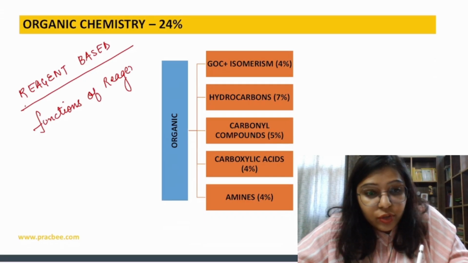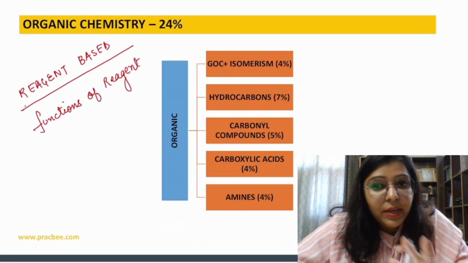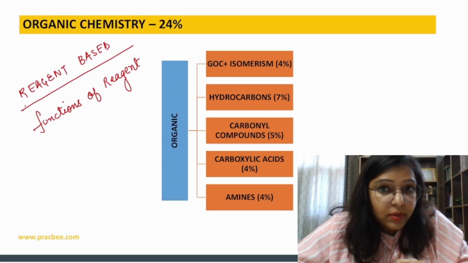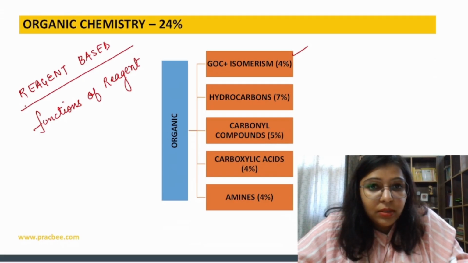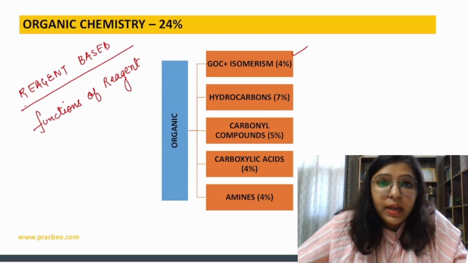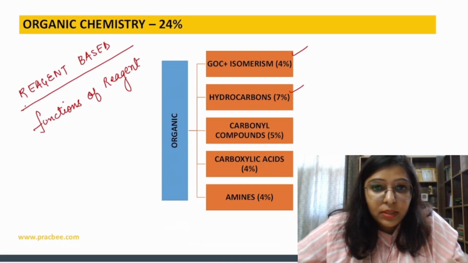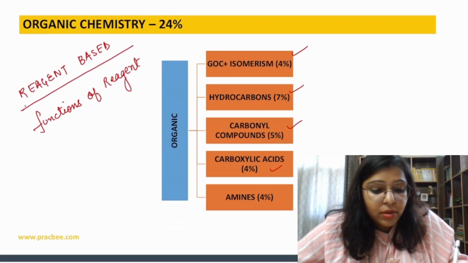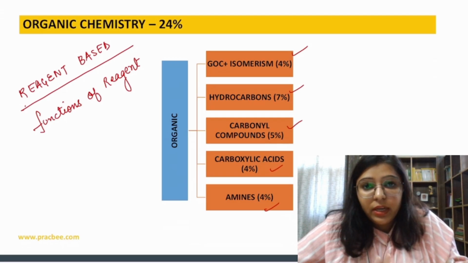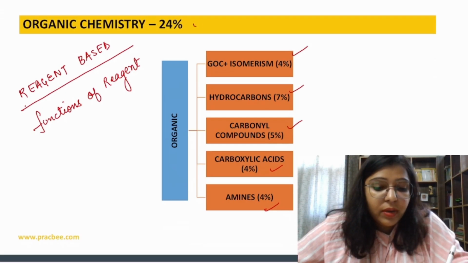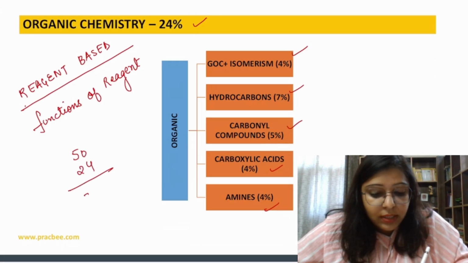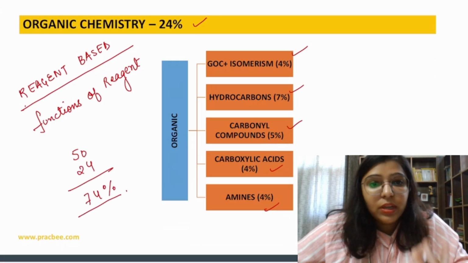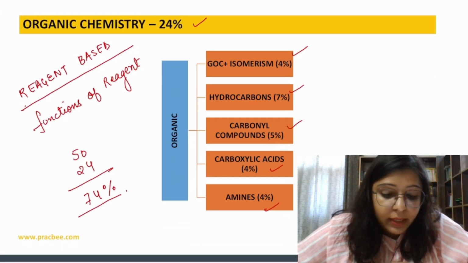Because there are so many reaction type questions in Advanced level. So what you can do, you can cover GOC and isomerism, that is the basics. By this you can cover 4% of the syllabus. Then you can cover hydrocarbons, you can have 7%. Then carbonyl compounds 5%, carboxylic acids 4%, and amines 4%, right? So in that way you can cover 25% of the syllabus, right? So now 50 plus 24, you get 74% of the syllabus covered, right?